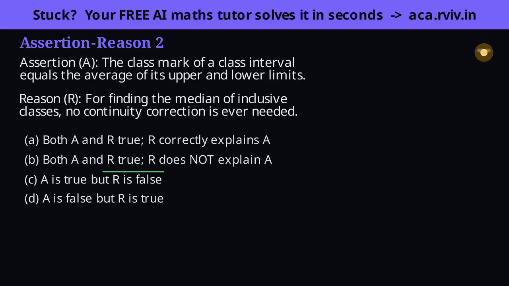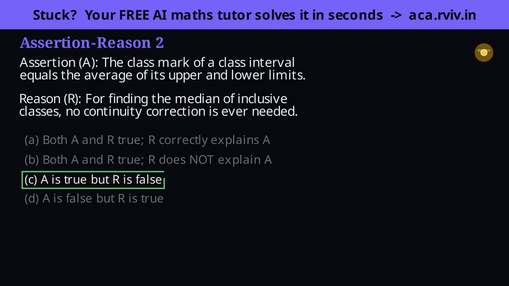But the reason claims inclusive classes never need a continuity correction for the median, and that's false. We saw with the leaf-length problem that inclusive classes must be made continuous first, shifting boundaries by half a unit, or the median's L and H come out wrong. So assertion true, reason false, option C. Don't let a true assertion tempt you into accepting a false reason.